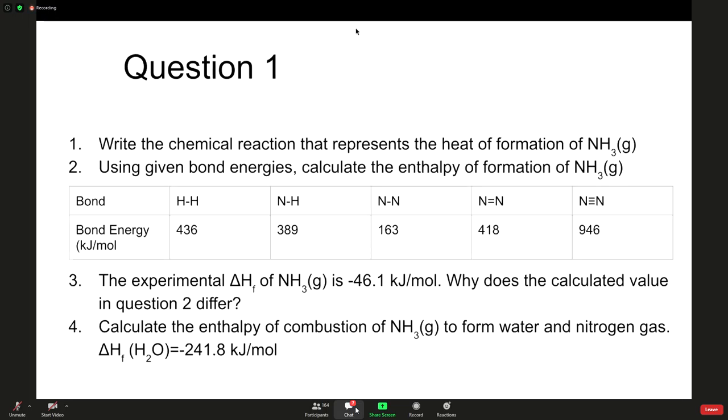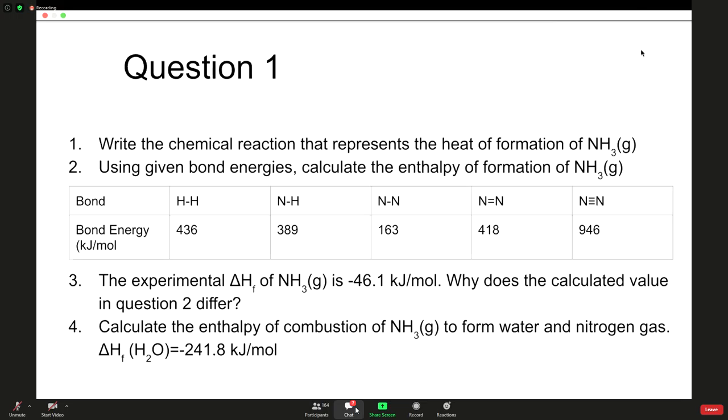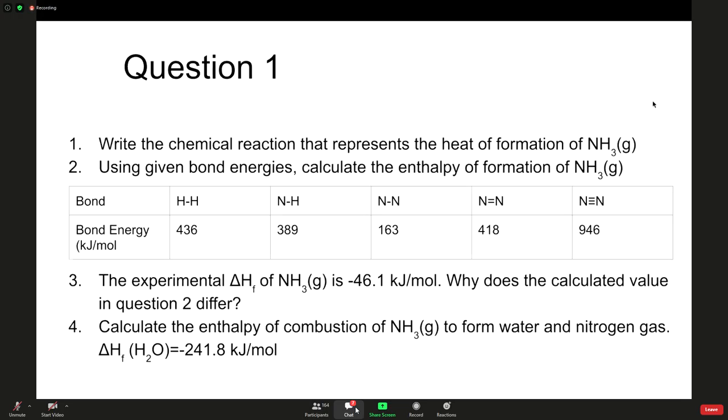There we go. You will use elements here because you are told that it is the heat of formation, which means that you're forming NH3 from its constituent elements. It's literally just a reaction. That's the point I'm trying to get across: it's a formation reaction where you take the elements of the substance and then you form the substance from its constituent elements.